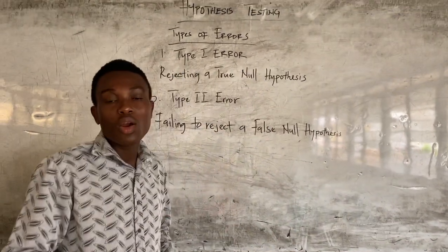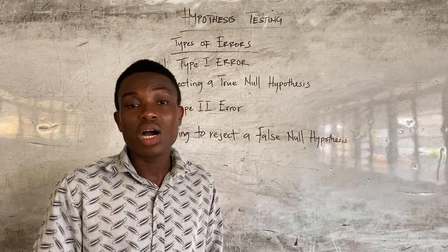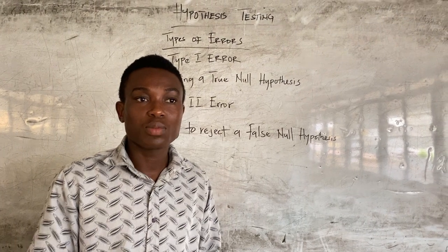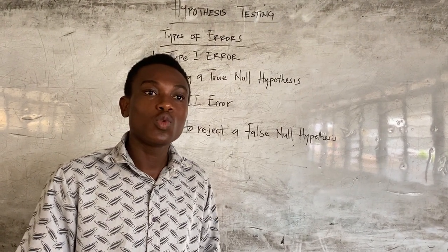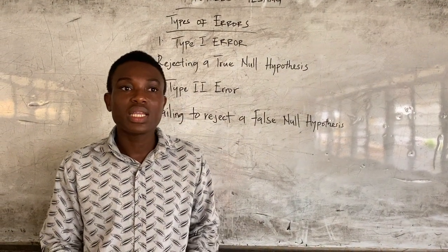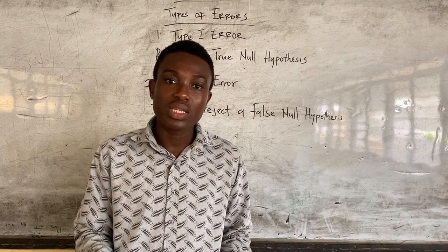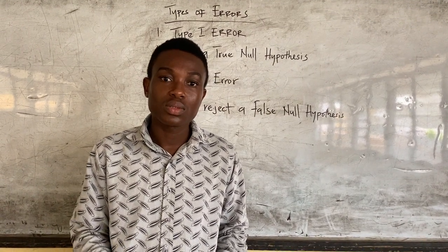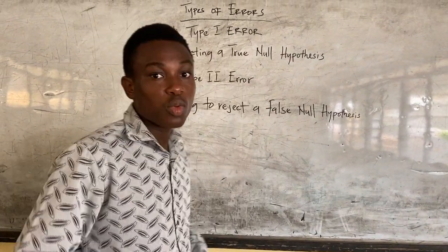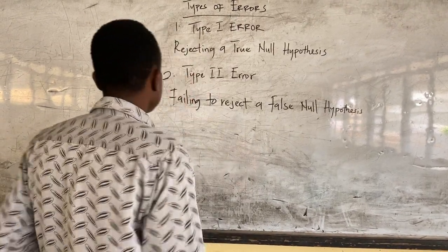So for a type 1 error to be committed, the null hypothesis will have to be rejected when it is true. Then we say a type 1 error has been committed. So rejecting a true null hypothesis means you are committing a type 1 error. And then failing to reject a null hypothesis when it is false means you've committed a type 2 error. Now let's take an example that explains the type 1 and type 2 error more clearly.